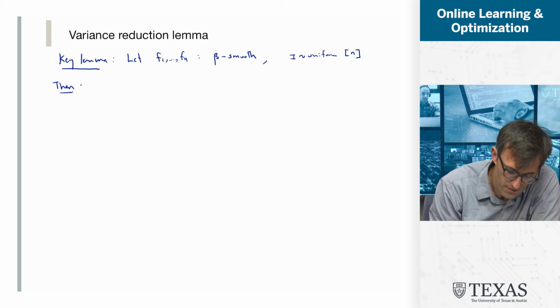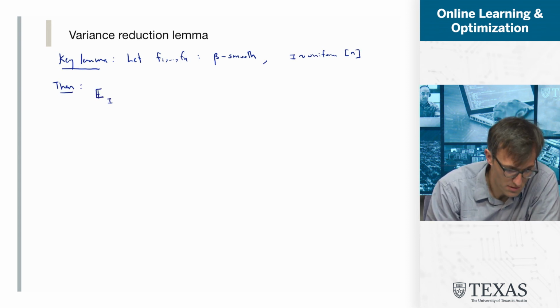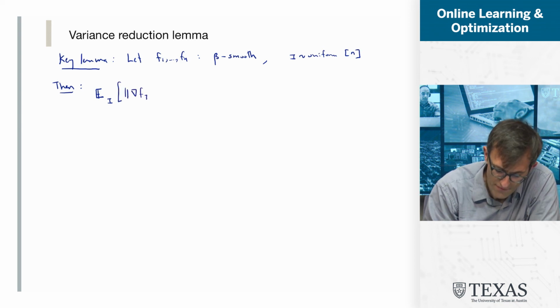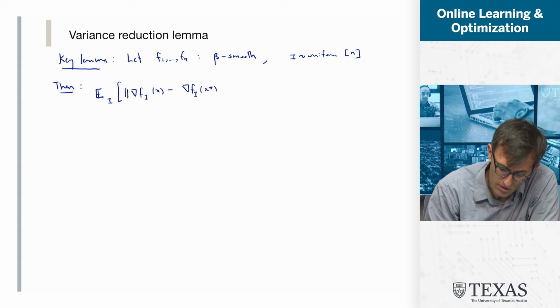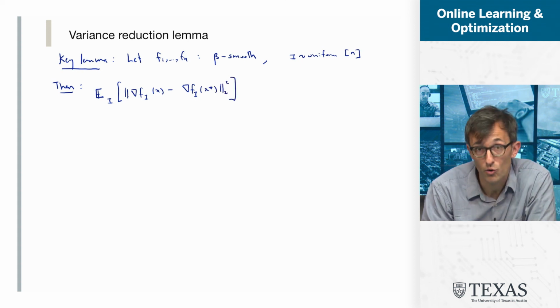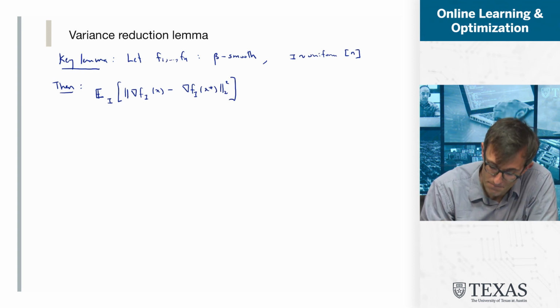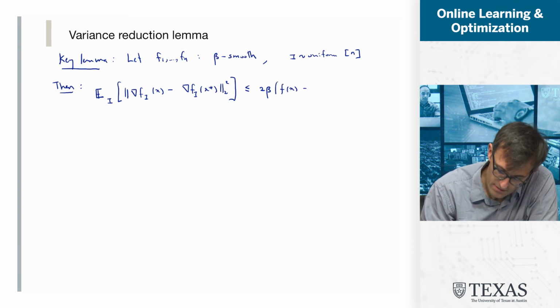Then the expectation of the gradient of fi at x minus the gradient of fi at x star is going to 0 as x goes to x star. And specifically, it's upper bounded by twice the smoothness parameter times f of x minus f of x star.